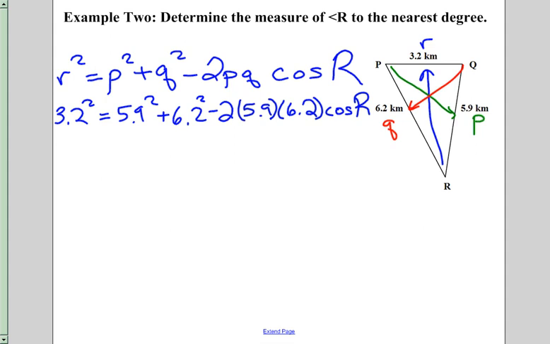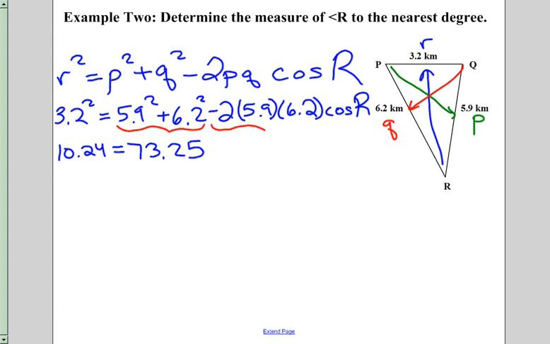In the next step, you just have to be careful that you're not combining things that cannot be combined. So 3.2 squared is 10.24. 5.9 squared plus 6.2 squared, these can be combined. So if we type all of that in, we get 73.25.